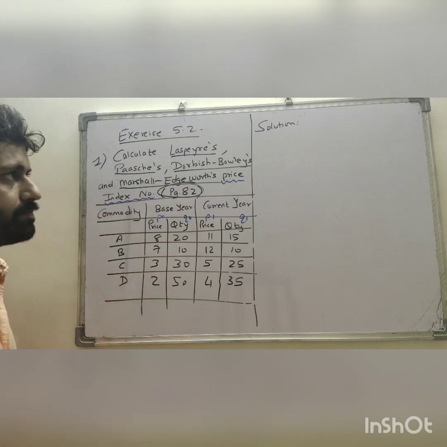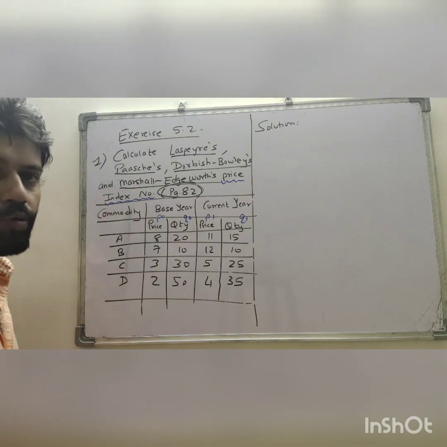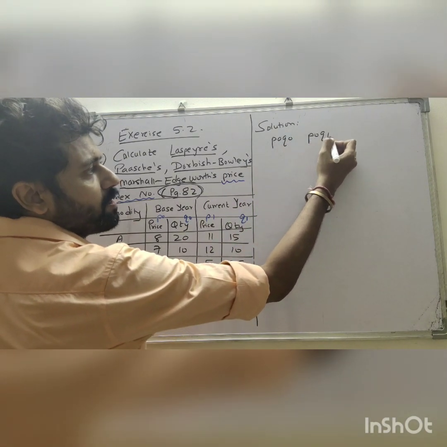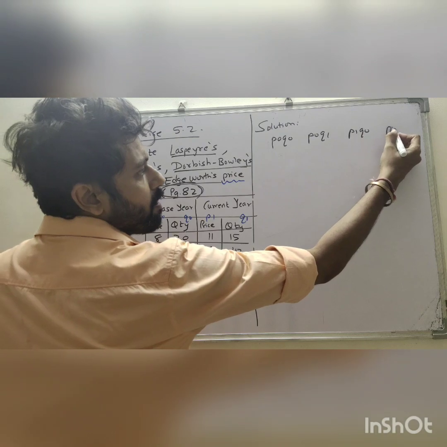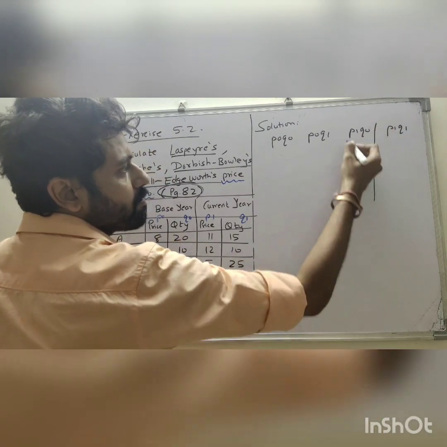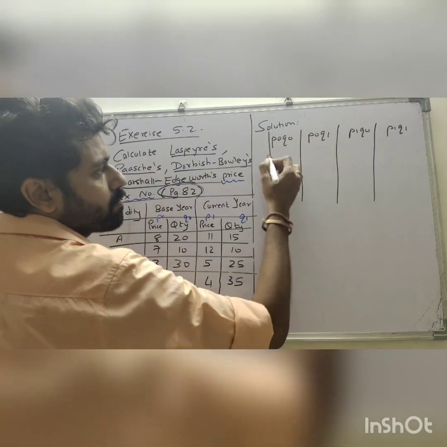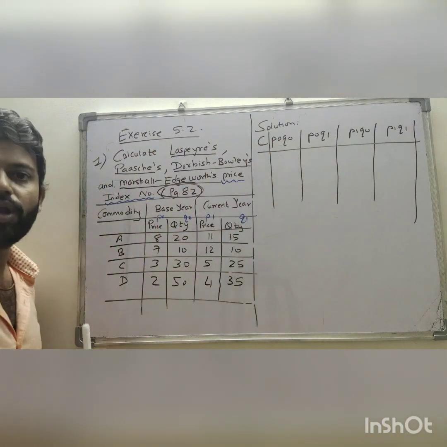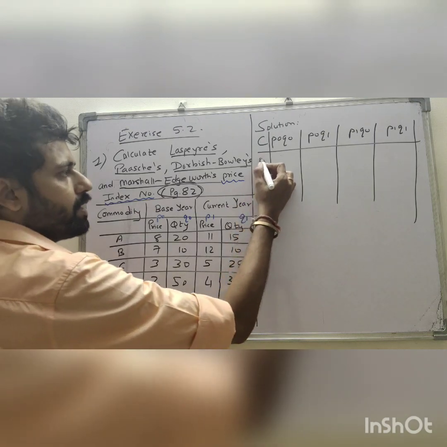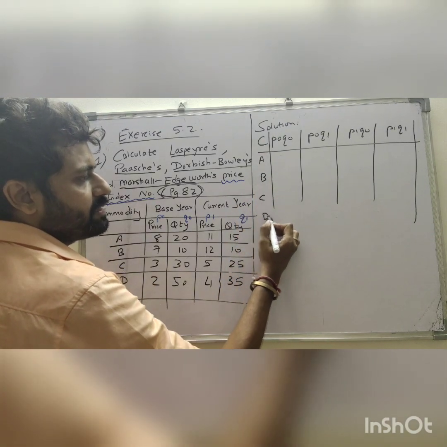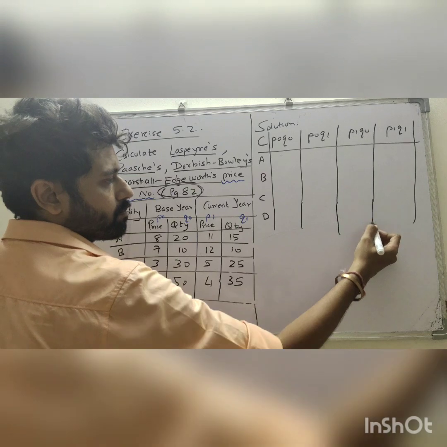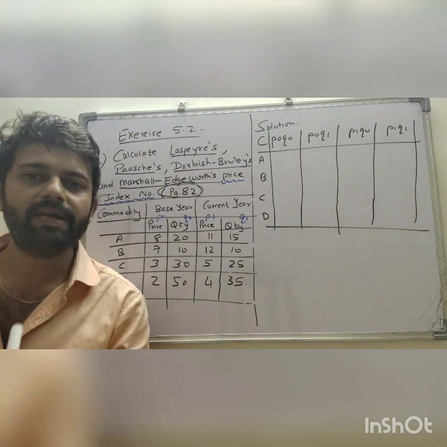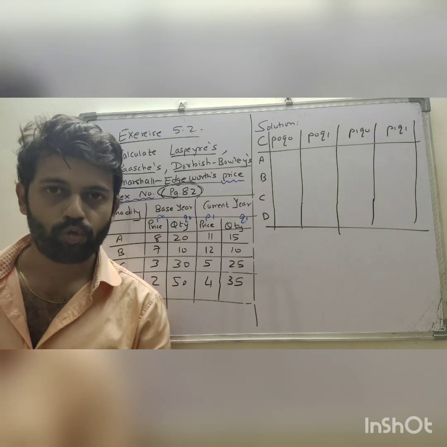क्या बोला देखो ध्यान से. We are multiplying P and Q. P0 Q0, P0 Q1, P1 Q0, P1 Q1. C for commodity. A, B, C, D. Remember, we are multiplying P and Q. Never multiply PP, QQ.